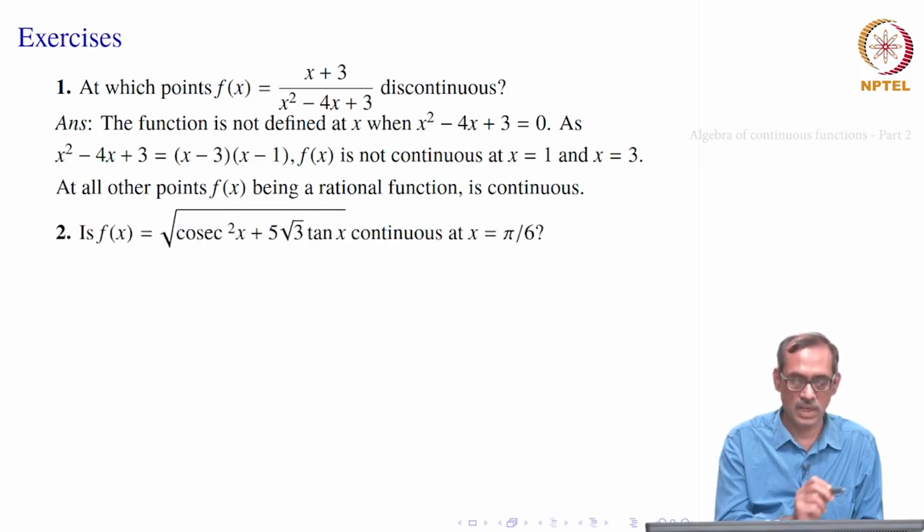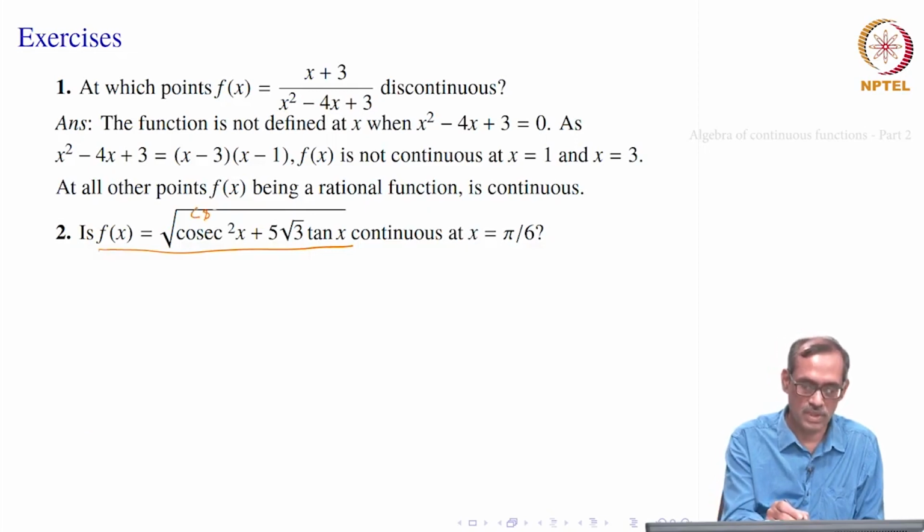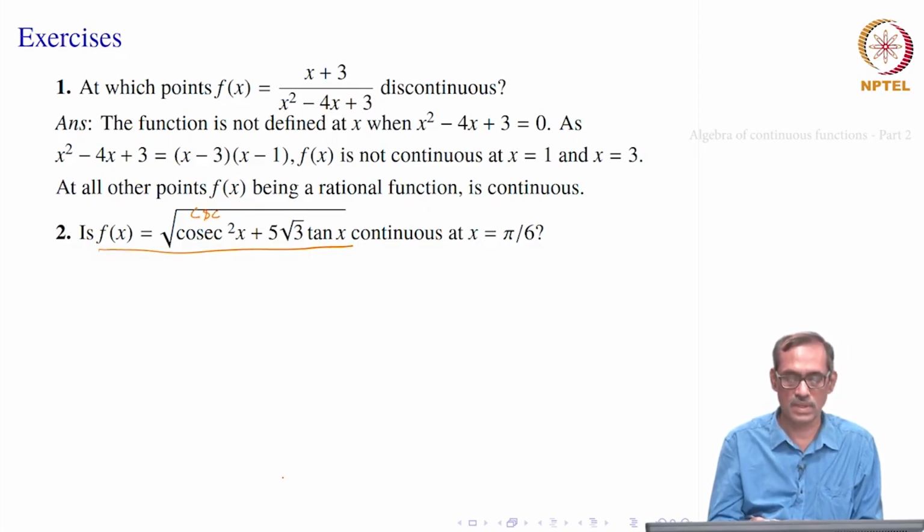Let us see the second problem. It gives a function f of x which is the square root of cosec square x. Sometimes you write also CSC instead of cosec. So, the square root of cosec square x plus 5 root 3 tan x. The question is, is it continuous at x equal to pi by 6? So, how do we go about it?